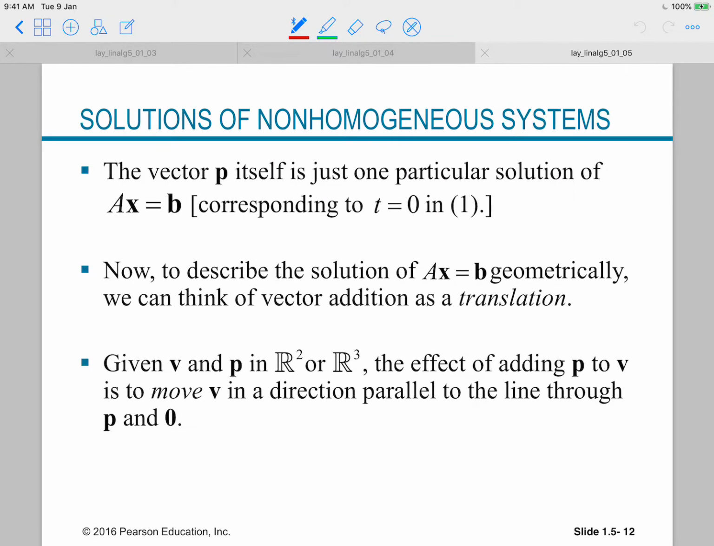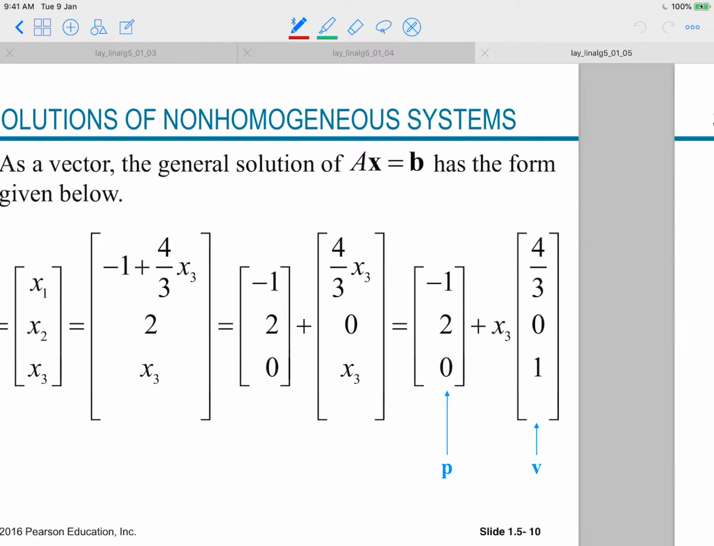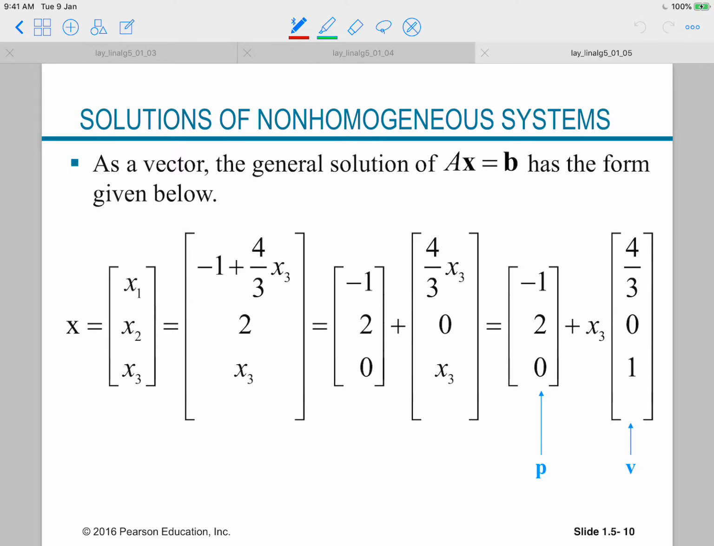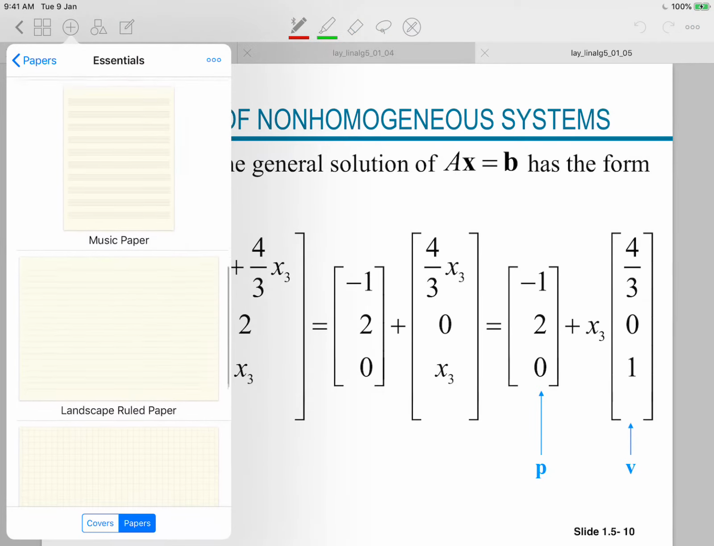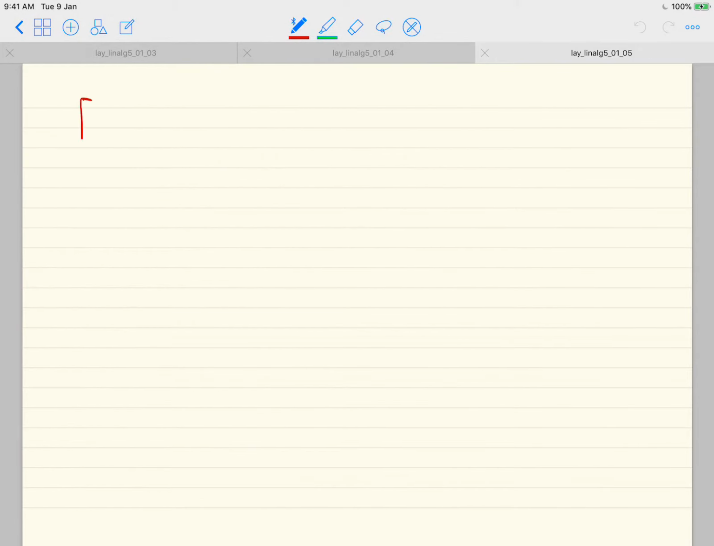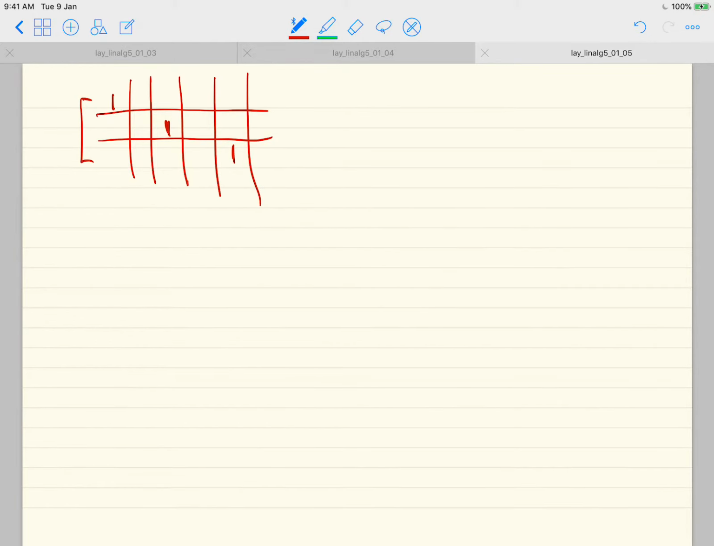Okay, so it doesn't have another example, but I'd like to show another example. Let me show another example where we have more free variables. So let's imagine some reduced echelon form.